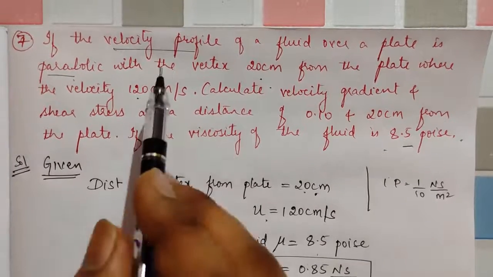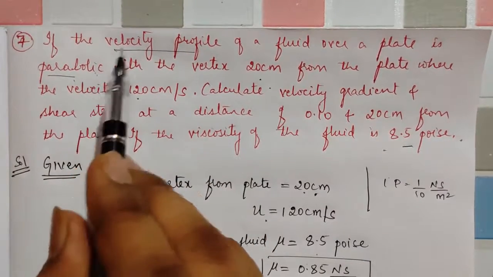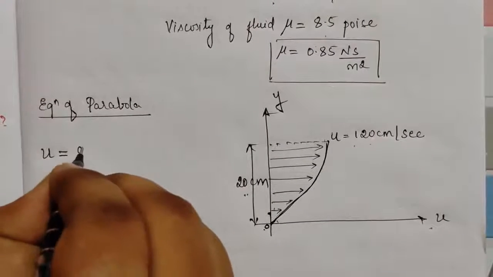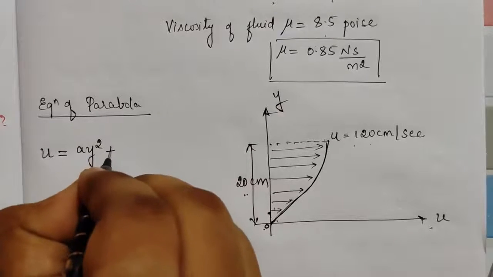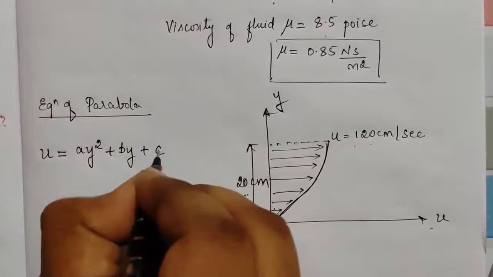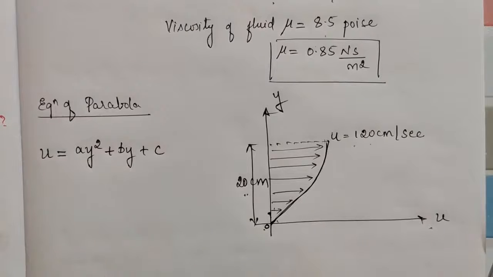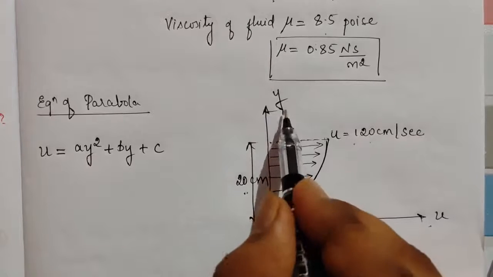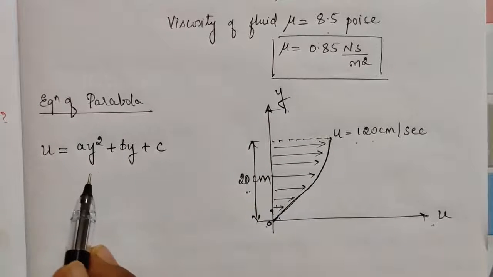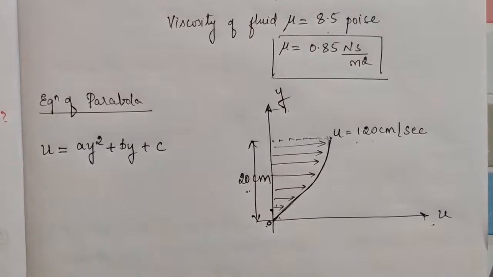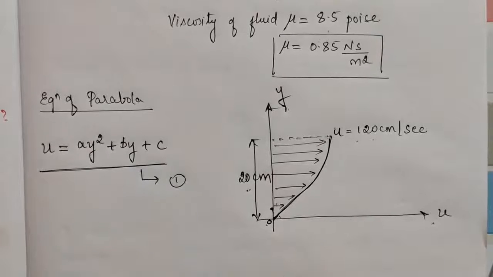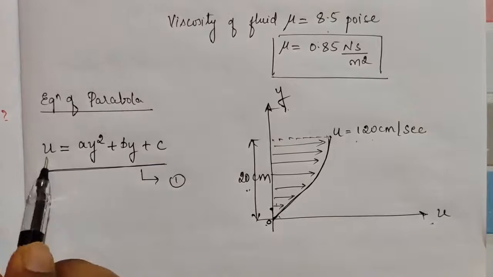Okay, so the velocity profile is a parabola. The parabolic equation for the velocity profile is u equal to ay square plus by plus c, like ax square plus bx plus c. We already know this, but in place of x, we have taken distance as y. So u equals ay square plus by plus c. This is the equation of the parabola. I'll take this as equation 1.